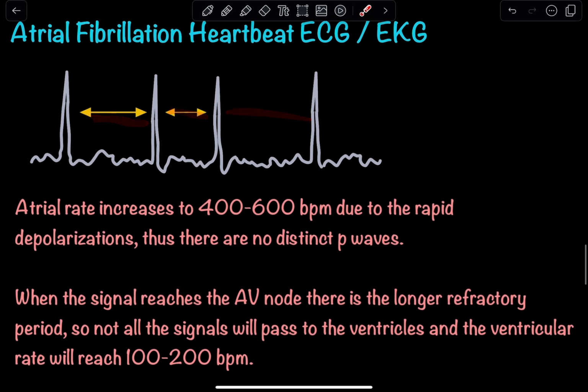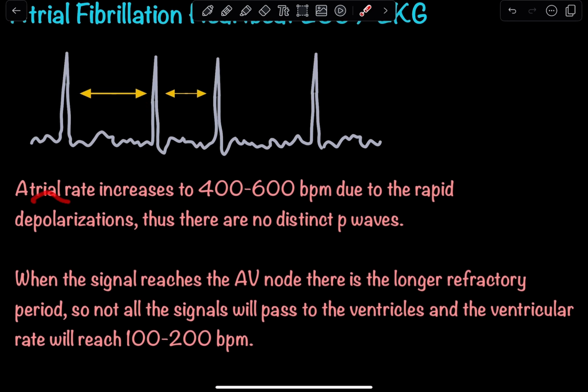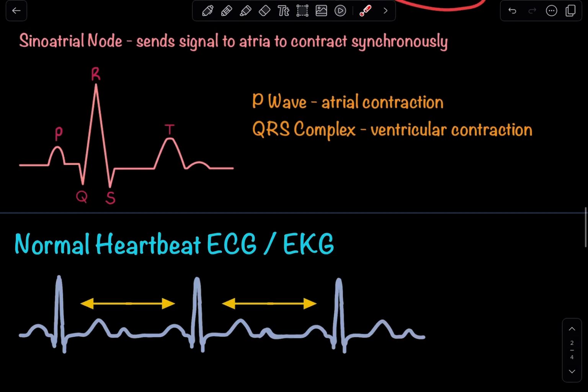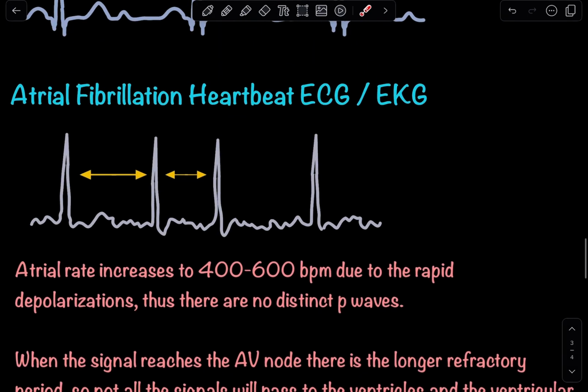So in atrial fibrillation, the atrial rate increases to 400 to 600 BPM due to those rapid depolarization events. So there is no distinct P wave. Instead, we have this quivering motion. Now, this wave-like motion indicates that the atria are quivering or fibrillating. So that's what can be noted in an EKG of atrial fibrillation.